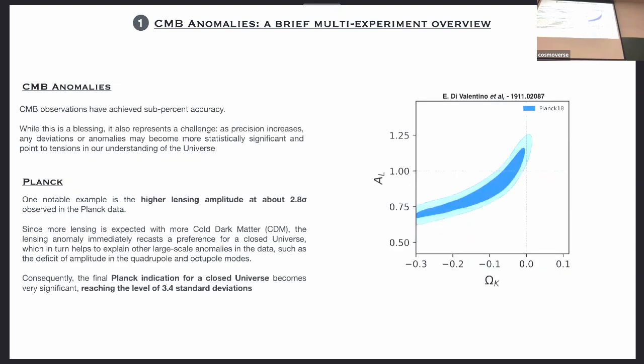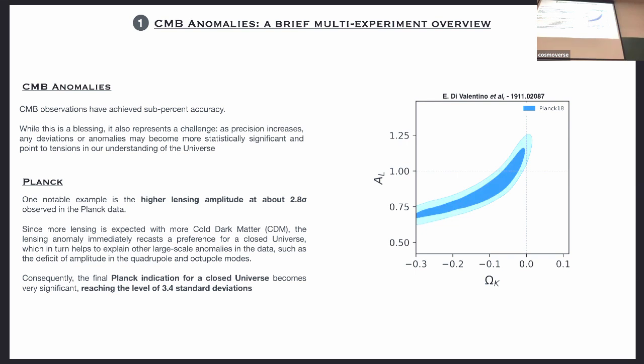But there is yet probably another category of anomalies, that involves anomalies in the values of cosmological parameters as measured by different experiments. And today I would like to focus a little bit on this second type of anomalies and try to study their relation with the Hubble tension, if any.